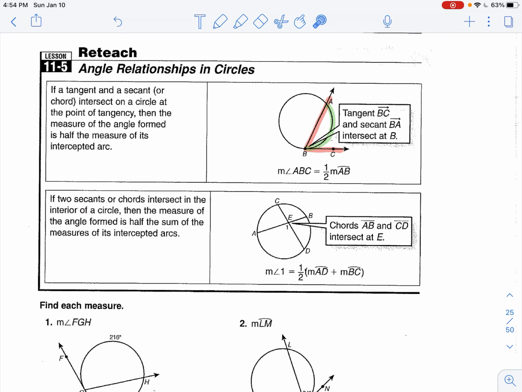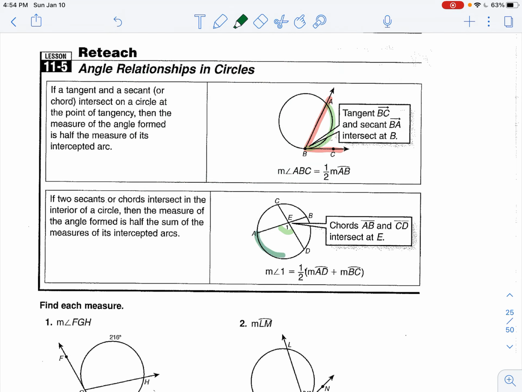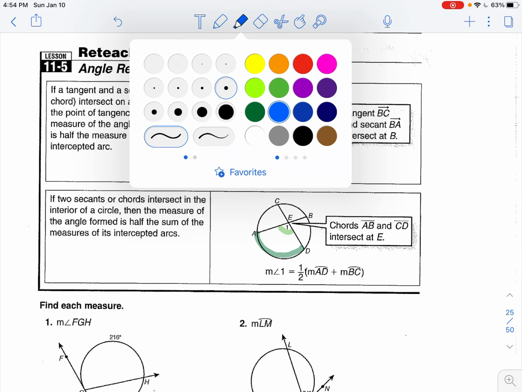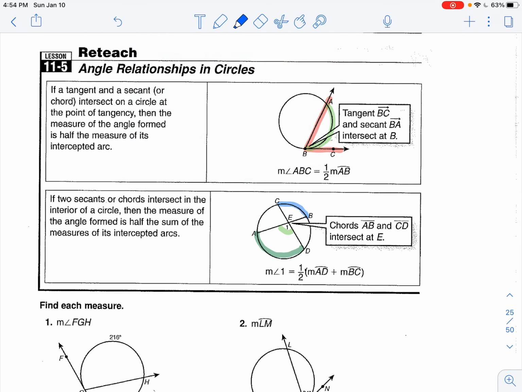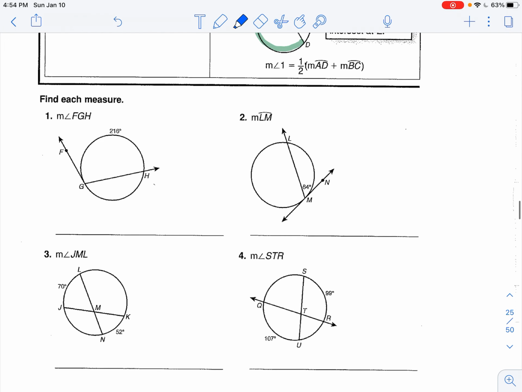If two secants or chords intersect in the interior of a circle, then the measure of the angle formed is half the sum of the measures of its intercepted arcs. So these two chords are intersecting inside this circle. The measure of angle 1, right here, is going to equal half of the sum of the arcs. So if I add the measure of arc AD plus the measure of arc BC and multiply by a half, I'll get the measure of that angle.